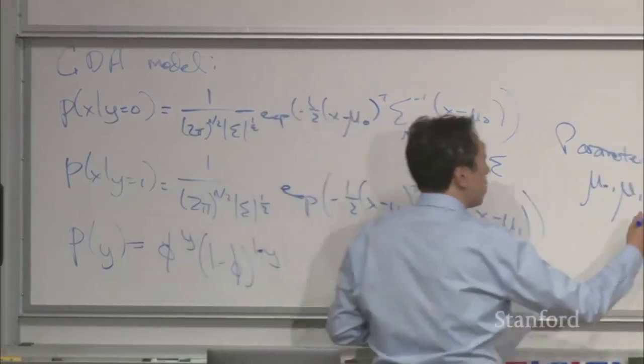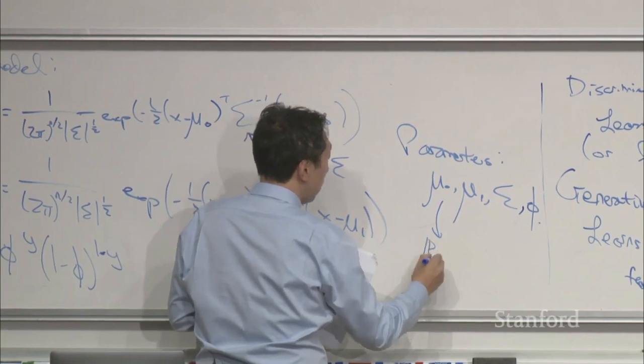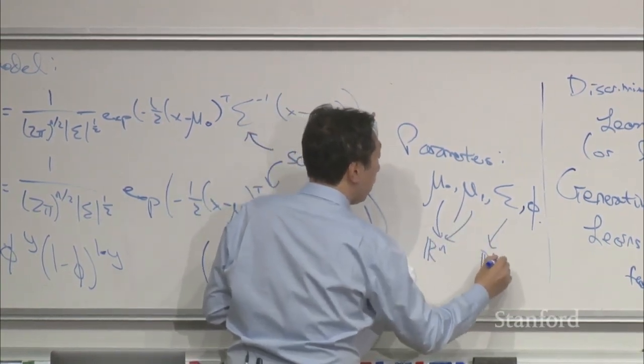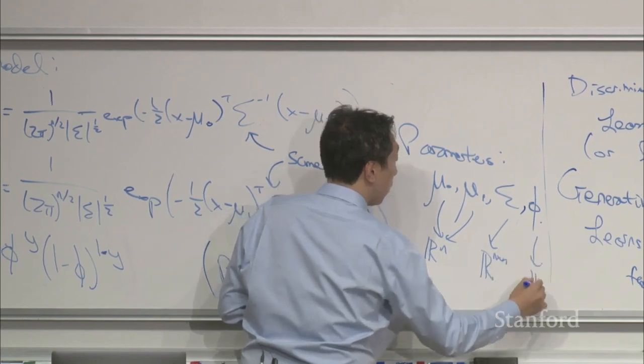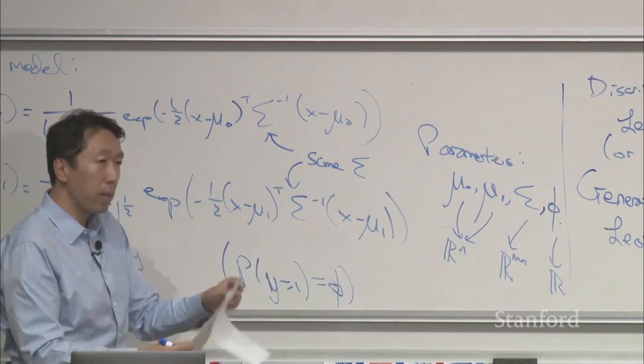And so the last parameter is phi. So this is R^n. This is also R^n. This is R^(n by n). And phi is just a real number between 0 and 1. Okay?